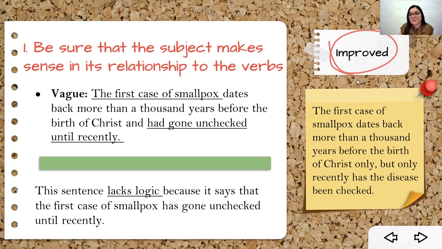Here we have an improved version of this sentence for it to be logical. The first case of smallpox dates back more than 1,000 years before the birth of Christ, but only recently has the disease been checked. So it was discovered before Christ, but it has been checked, and probably diagnosed and treated, just until now, or recently.